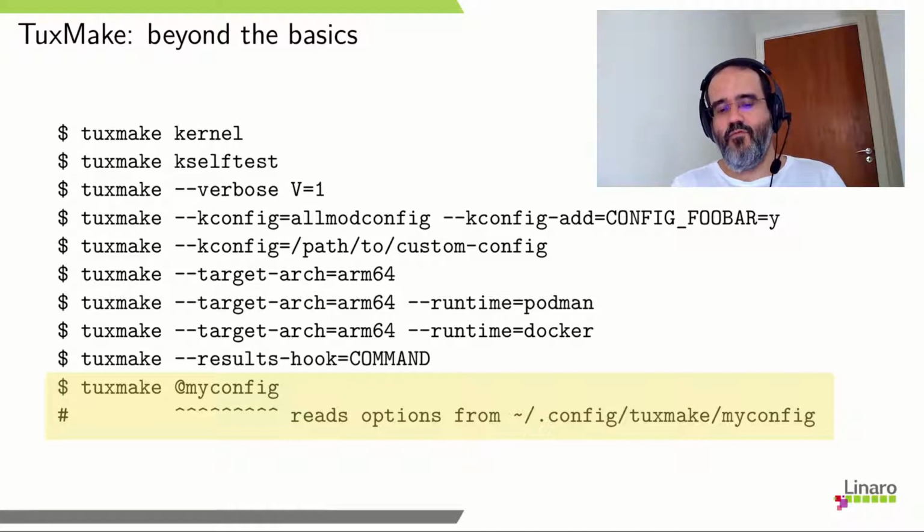Another option is that you can record predefined sets of options in files inside .config/tuxmake inside your home directory, and then you can refer to those using the notation @ and the name, and that will read the corresponding file inside that directory. This is useful for having those config files with sample options. For instance, you can have one for building for one specific architecture, and in there you can specify both the --target-arch parameter, as well as any specific configurations you want to build for that architecture and things like that.